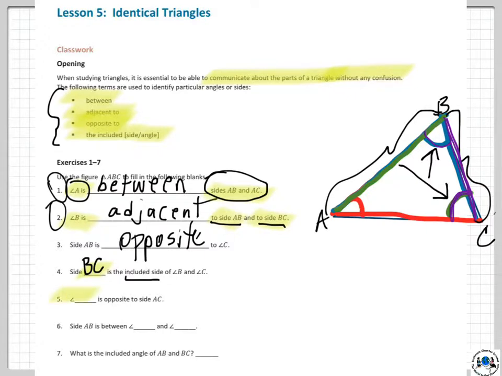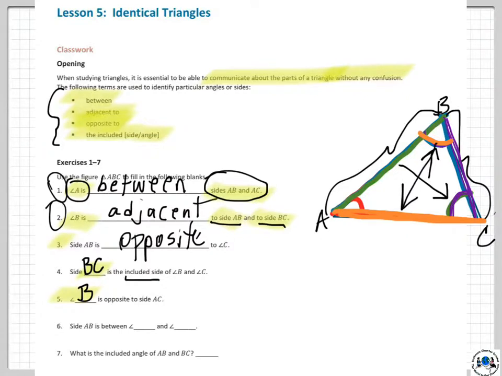All right, here we go. Now 5. Angle blank is opposite to side AC. Okay, and you've actually seen this opposite idea up here in 3. So, of course, that answer is going to be B. Okay, because we had... I'm running out of colors. How about orange? So you can see angle B is, of course, opposite AC, just like angle C was opposite AB. It's because it sits across from it like that.